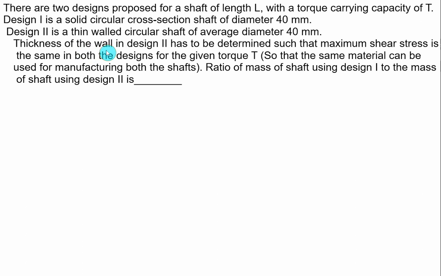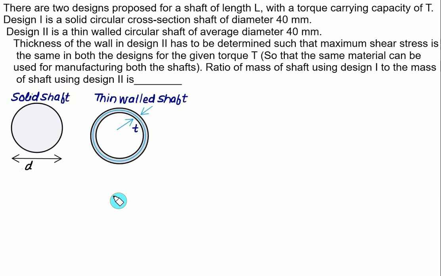The thickness of the wall in design 2 has to be determined such that the maximum shear stress is the same in both designs for a given torque, so that the same material can be used for manufacturing both shafts. So the value of G is the same, and the condition is that we have the same maximum shear stress. We have to find the ratio of the mass of the shaft using design 1, that is the solid shaft, to the mass of the shaft using design 2, that is the thin wall circular shaft.